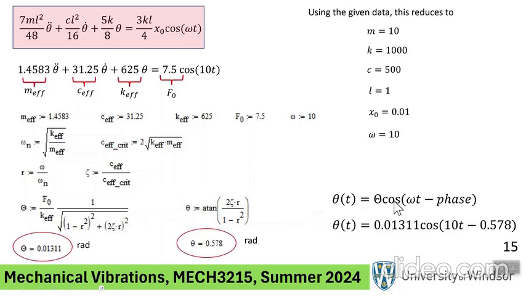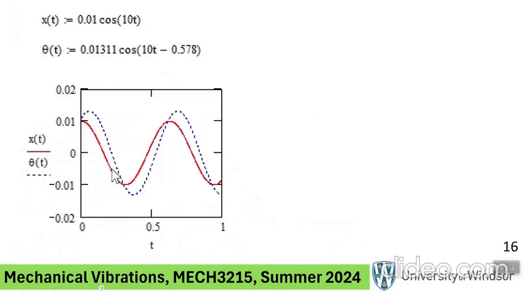And if you're going to write the equation, it's going to be the amplitude of the vibration, which is this number, 0.01311. And the phase we just calculated in radians is this number. Okay? So that rod oscillates according to this formula. Now I've plotted it here.